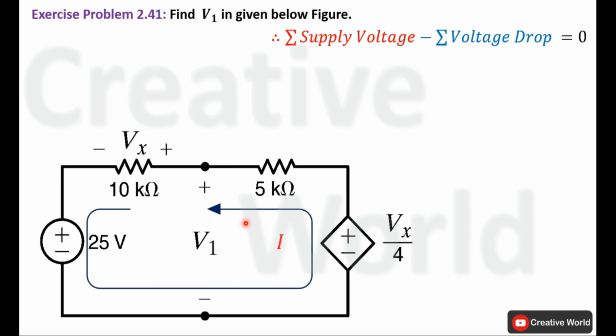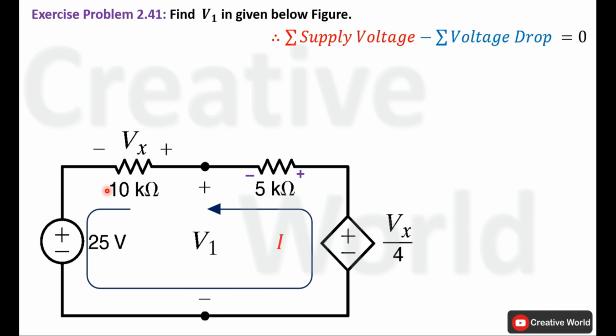Now make polarity notations across resistive elements according to the assumed direction of current. The polarity notation will be according to the passive sign convention theory. Current entering terminal is positive and current leaving terminal is negative. Similar case will be with this 10 kilo ohm resistance. Current entering terminal is positive and current leaving terminal is negative.